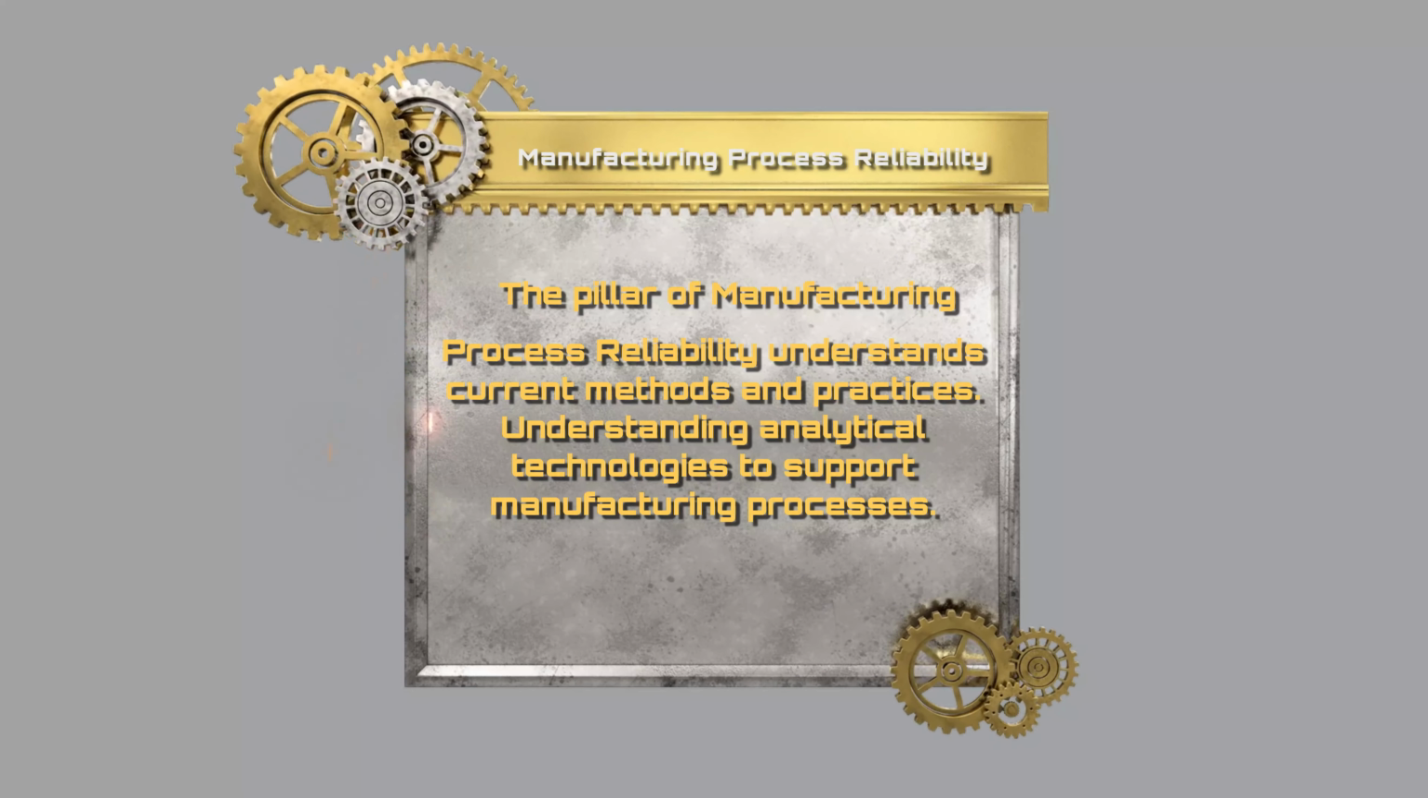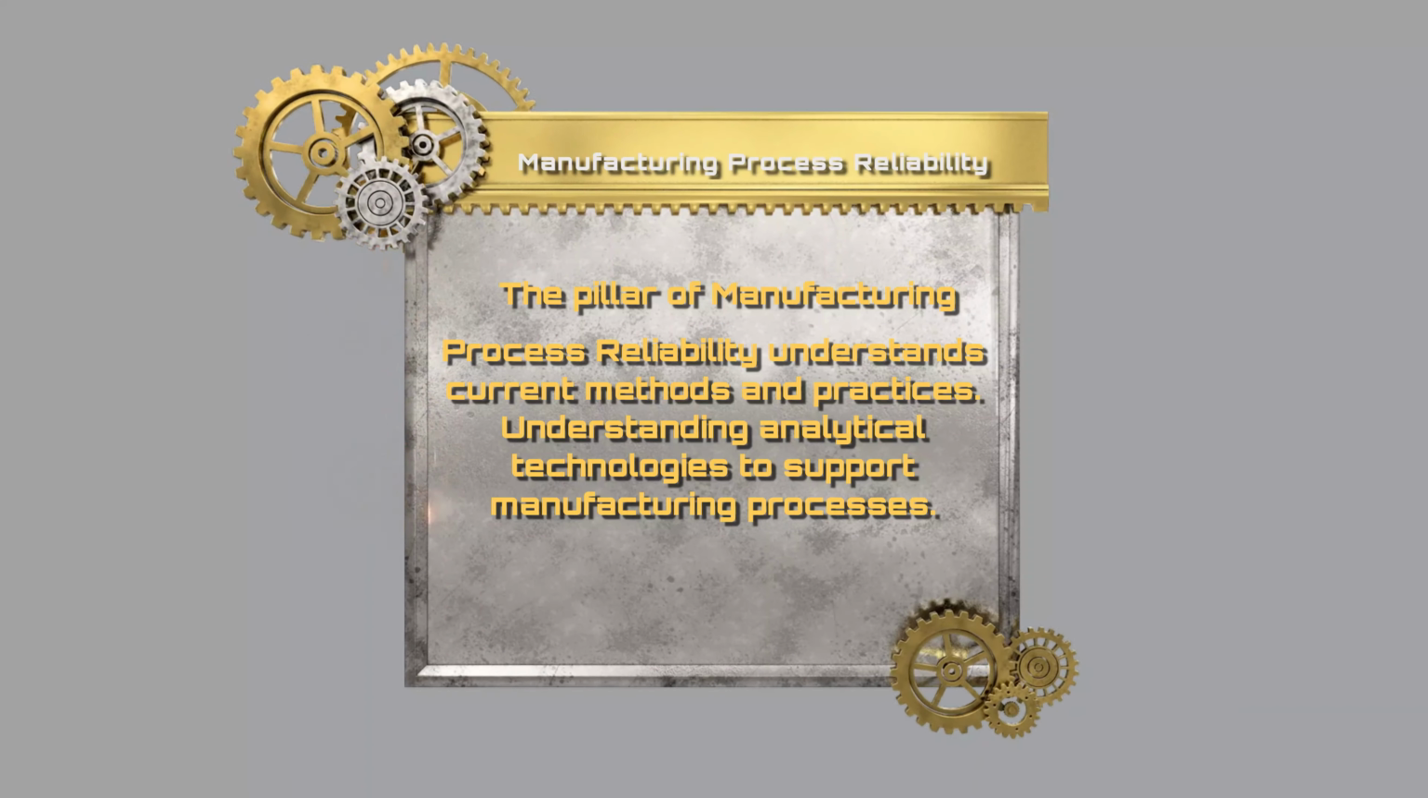Manufacturing process reliability. The pillar of manufacturing process reliability understands current methods and practices, and understanding analytical techniques to support manufacturing processes, such as total productive maintenance, Lean Six Sigma, and operational performance tracking.